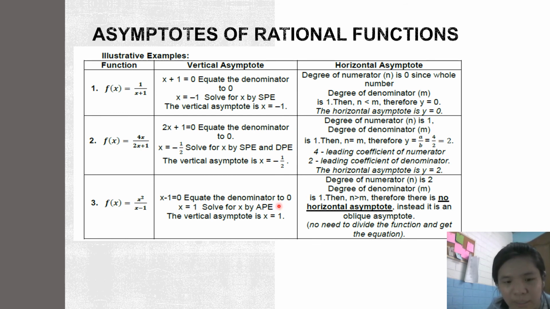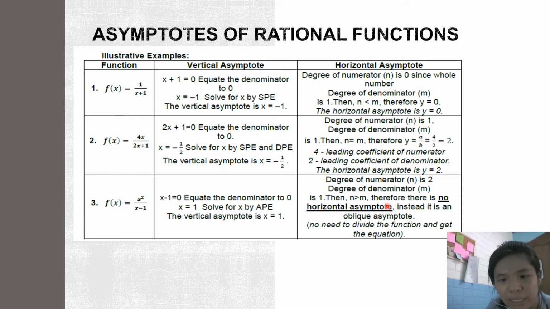That's it. So, last number naman, f of x is equal to x squared over x minus 1. So, vertical asymptote, ano yung makakapagpa-undefined sa denominator? That is 1, right? So, therefore, the vertical asymptote is x equals 1.